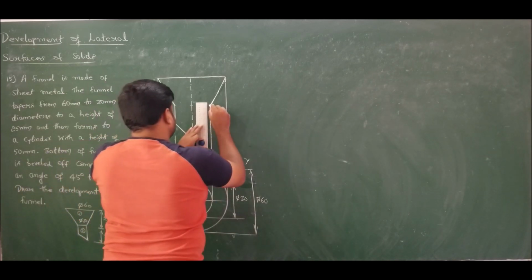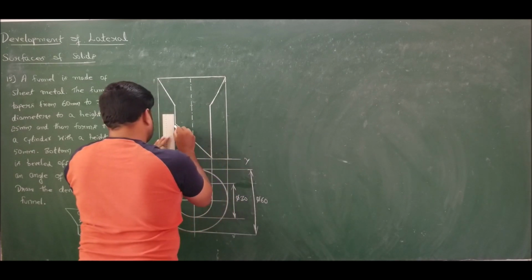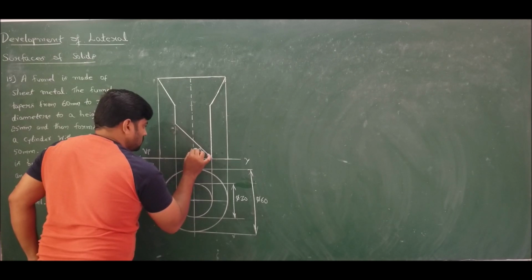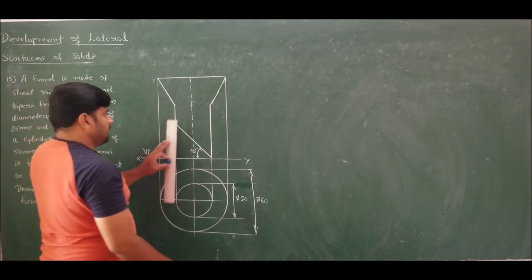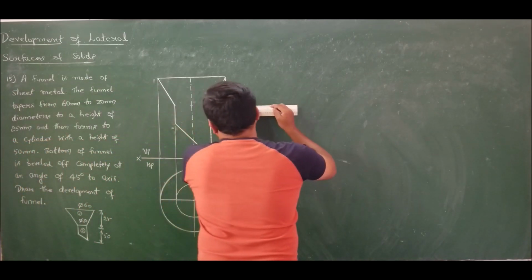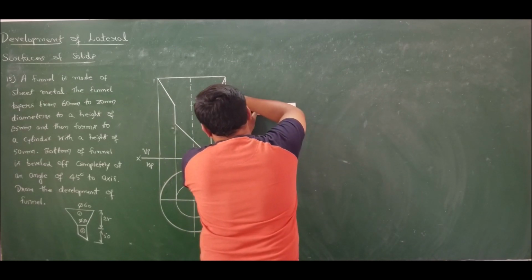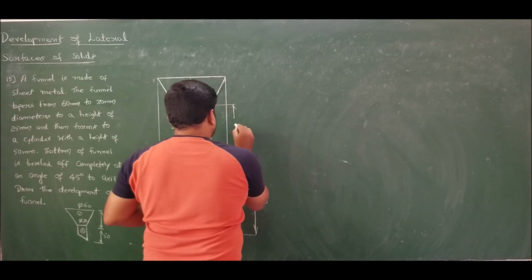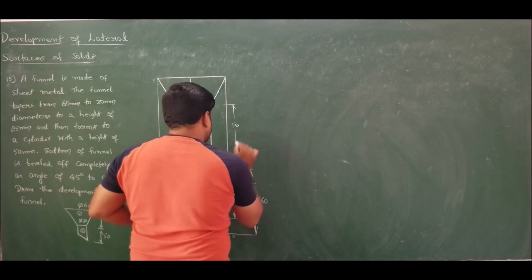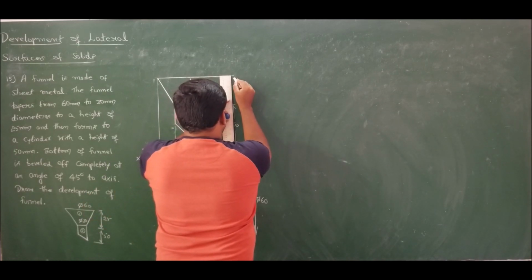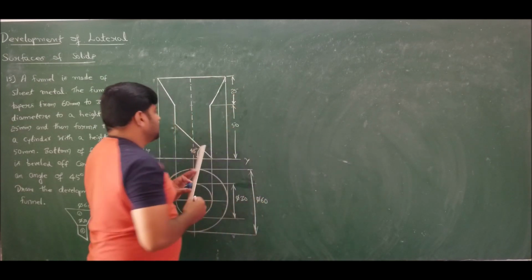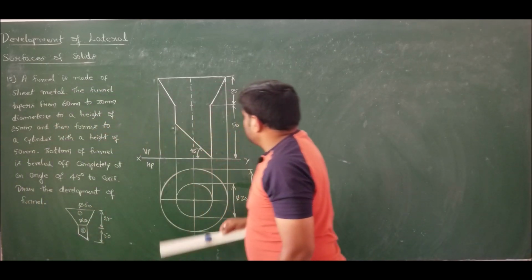A funnel like this. So this is the required funnel. This angle is 45 degrees. This angle is 45 degrees and this height is 50. This height is specified as 50 for us, given in the question, and this height is 25. So this completes the front and top view of the given funnel.